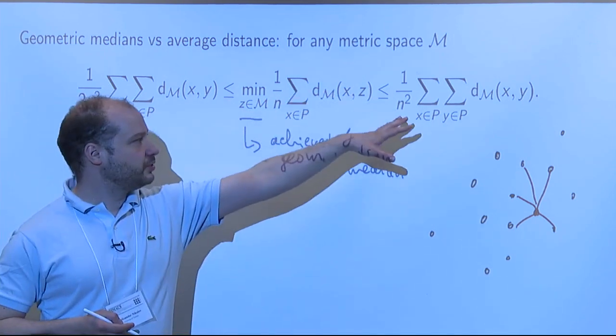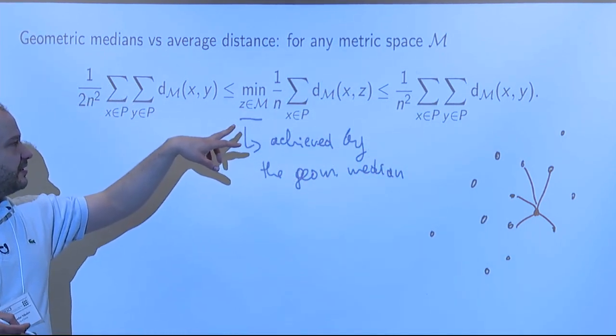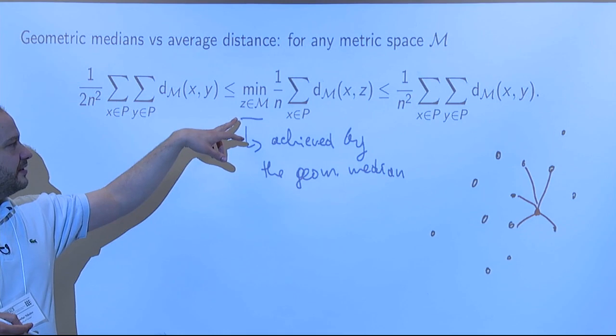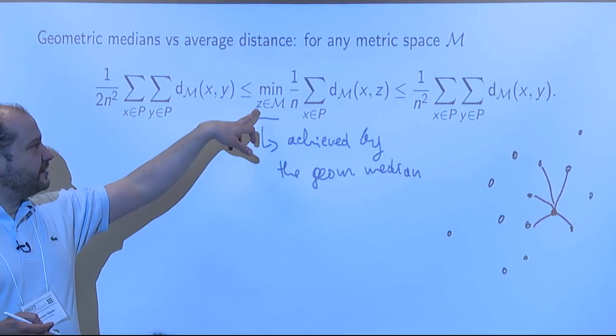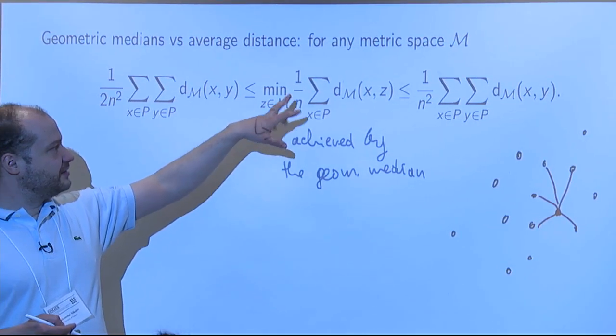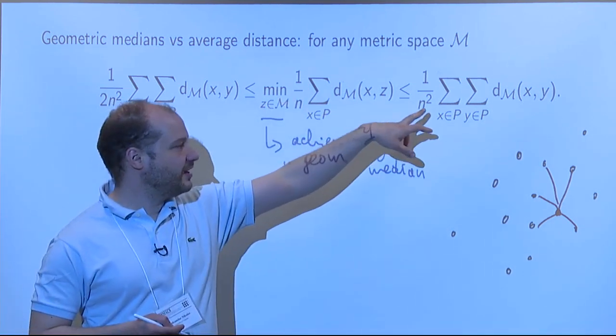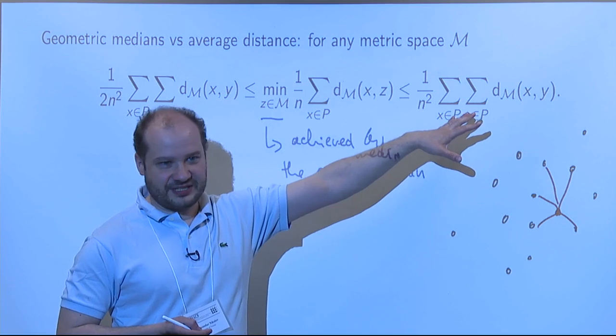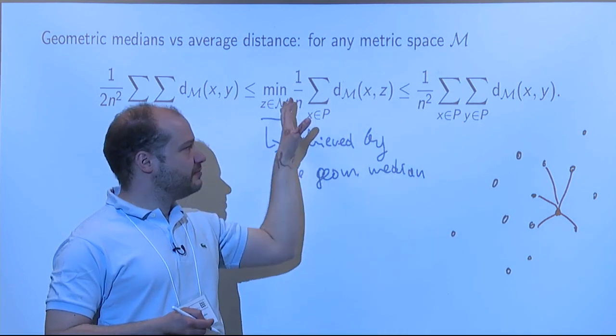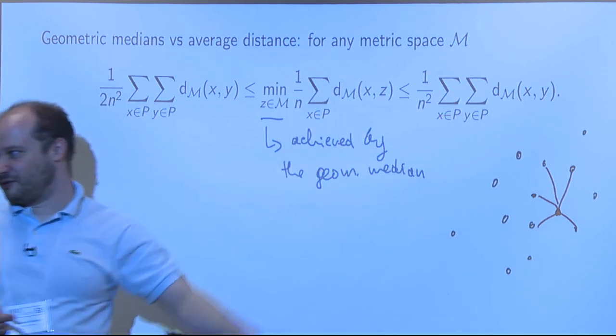To go from here to here, it's just that here I'm taking the average distance to a point that minimizes this average distance. And here I'm taking the average of average distances. So just, minimum is smaller than average. This is why that inequality holds.